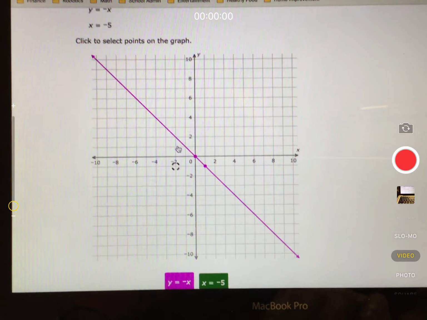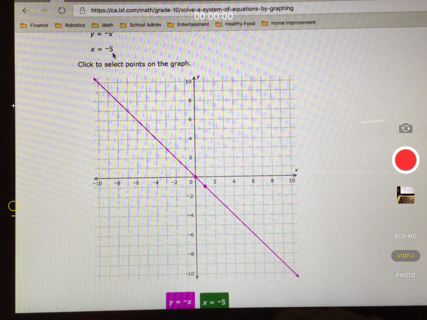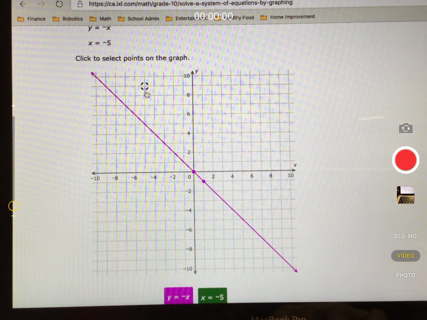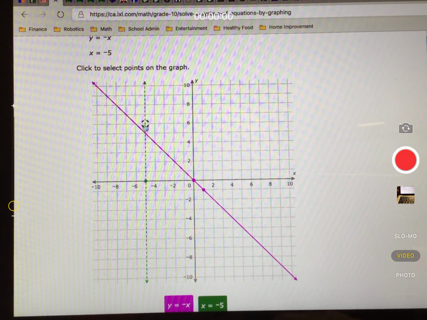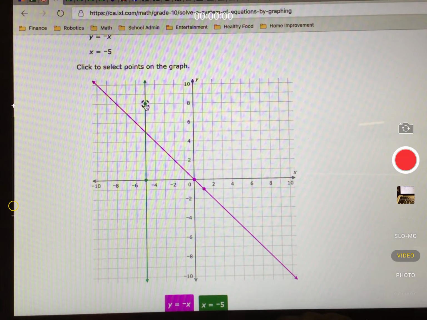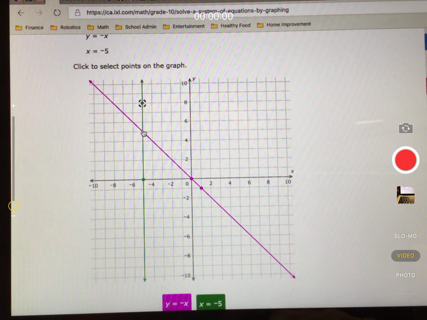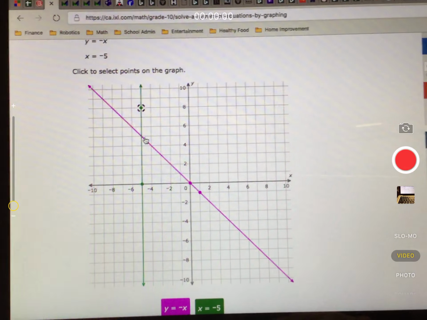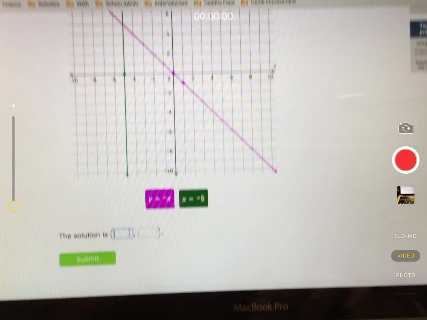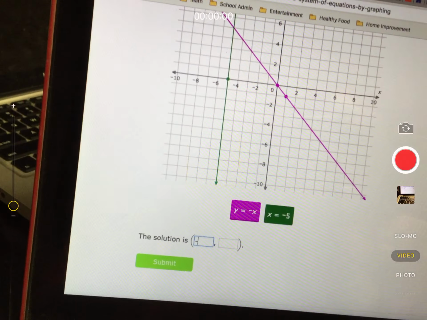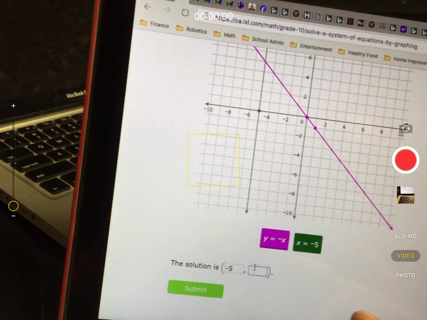Now we're going to graph the next equation. X equals negative 5. That is going to be a vertical line that goes right through all of the points where x equals negative 5. And you can see the two lines cross at negative 5 and 5. So the solution is negative 5 and 5.